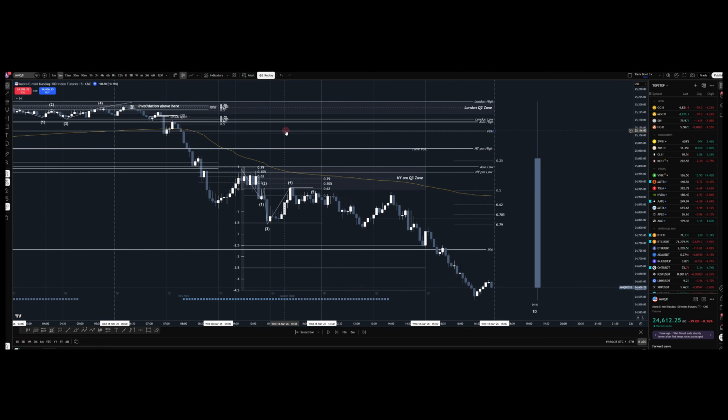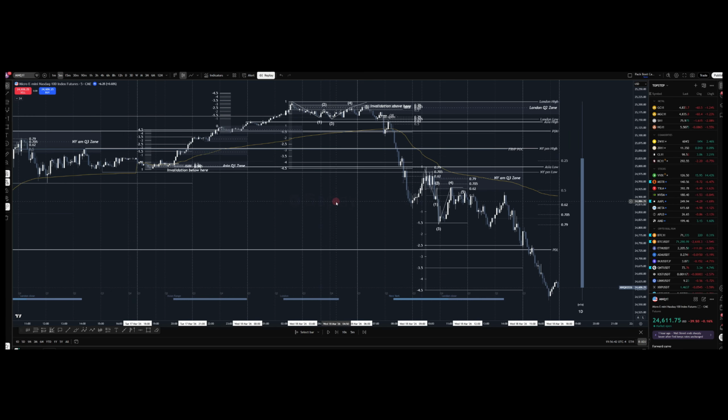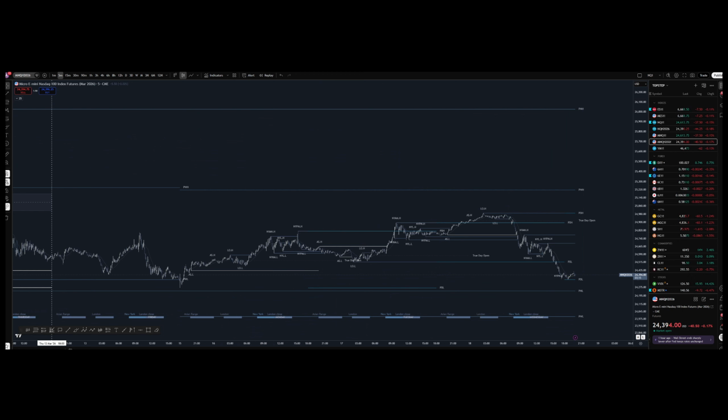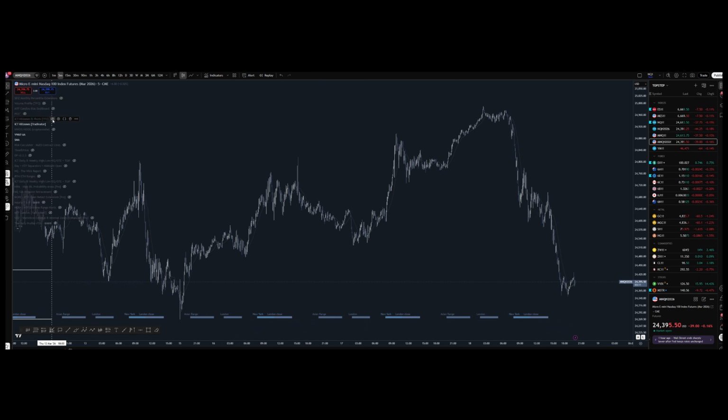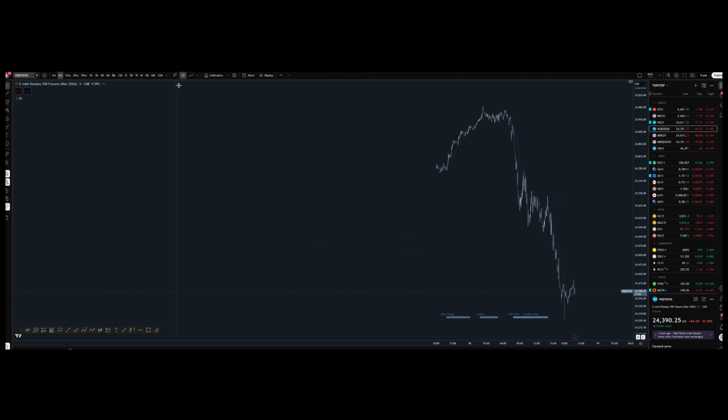All right, let's take a look at some high time frame charts and then we'll start charting up the day and getting ready. So I'm just going to switch over to here. Let's get rid of the indicators. All right, we'll look at the 6 hour first.